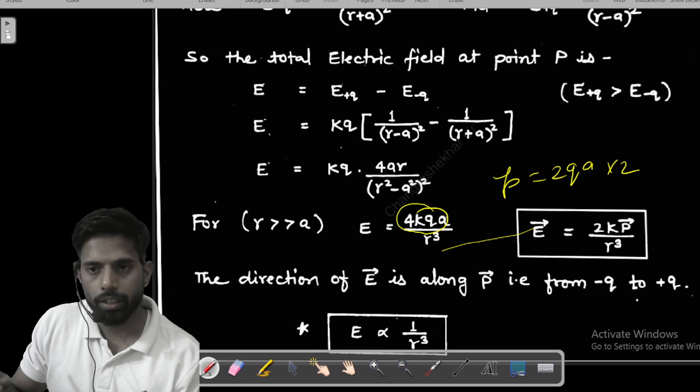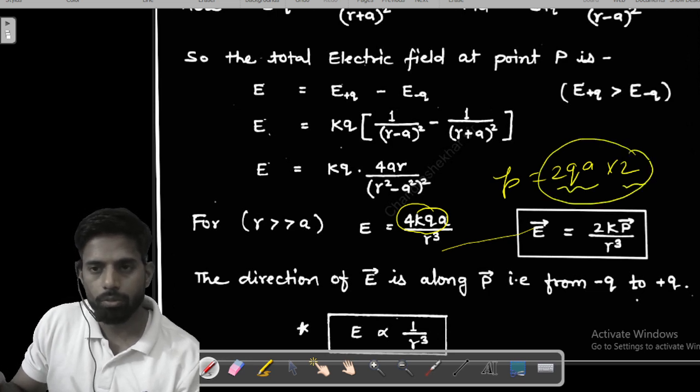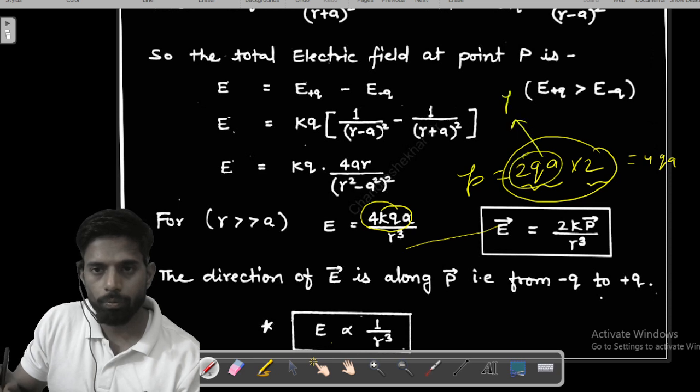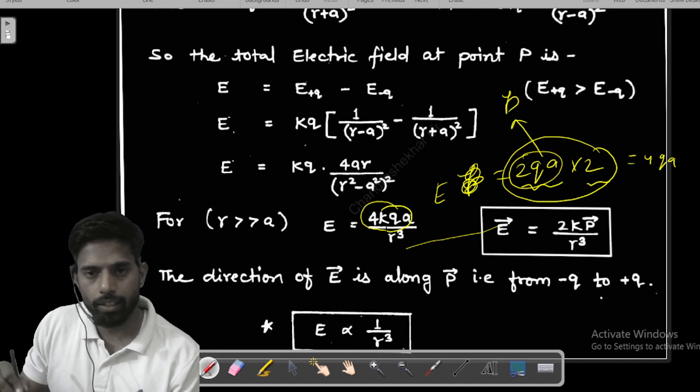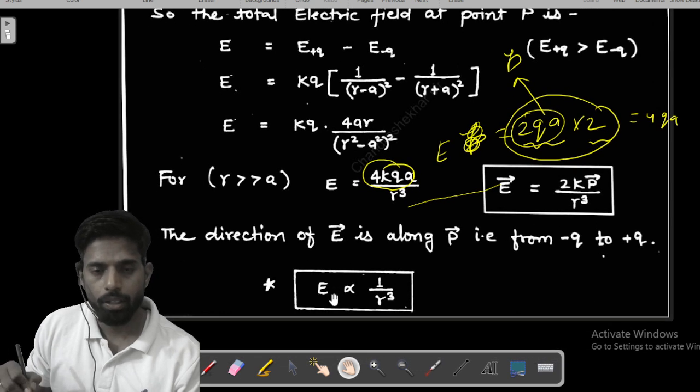So again I can write here 2qa into a. It will give 4qa. So 4qa can be written as 2qa into 2. So in place of this we can write rho, and here it is E. So we will get directly 2k rho upon r cube. So for a dipole, the electric field is inversely proportional to r cube.